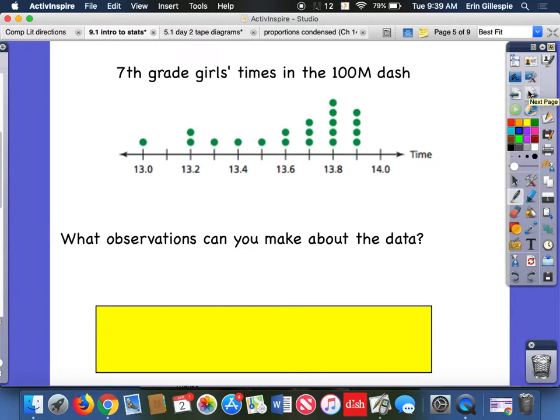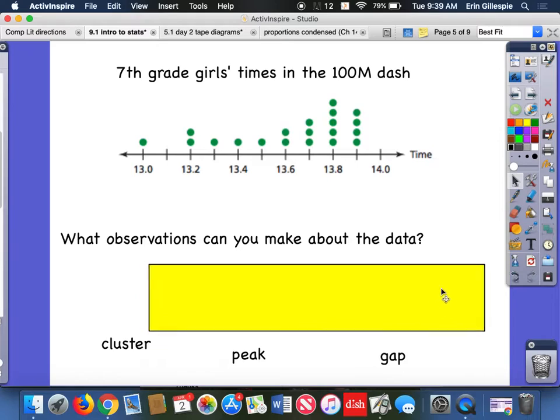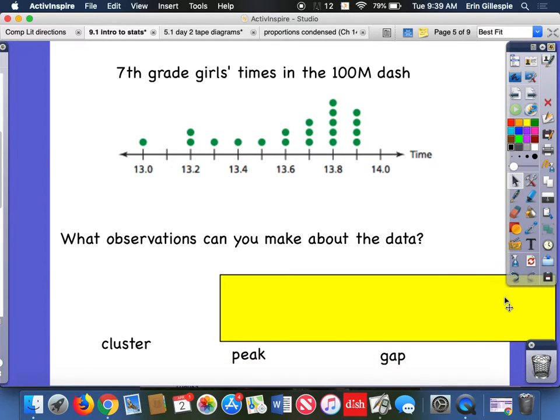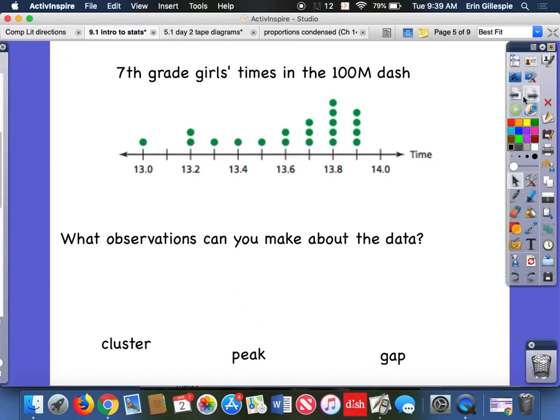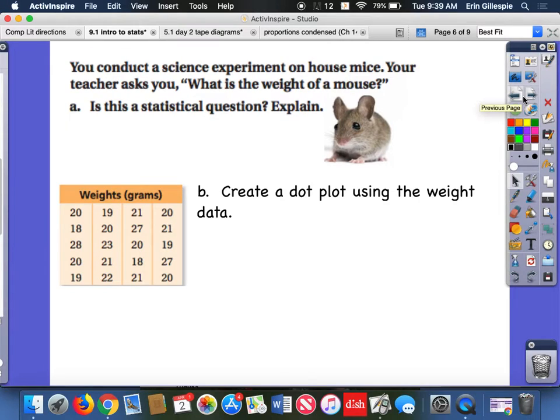What observations can you make about the data? I think I kind of just did this on the last page, actually. Yeah, I did. So we can skip this page. I forgot I had that page there. So let's take a look at doing a dot plot ourselves.